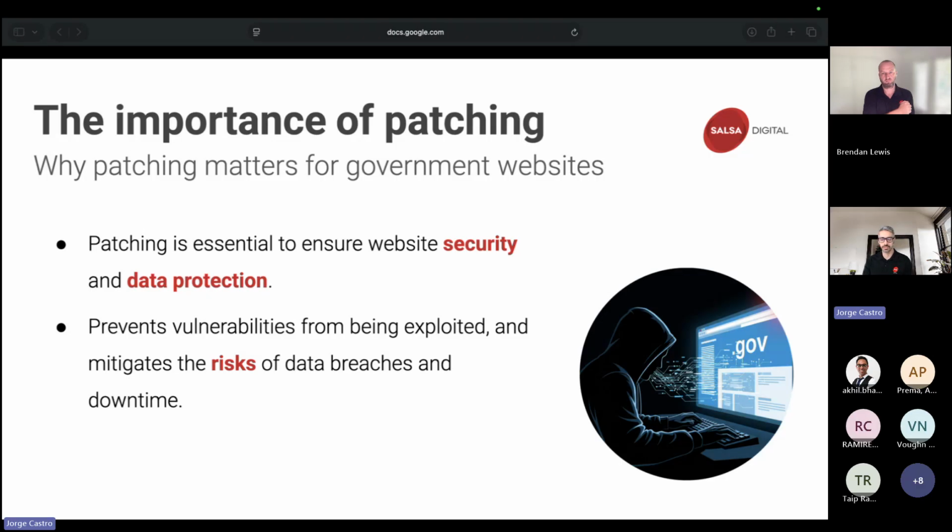So public trust is on the line as well. We don't want to be in that position. So regular, timely patching is the medicine that mitigates all of those risks.